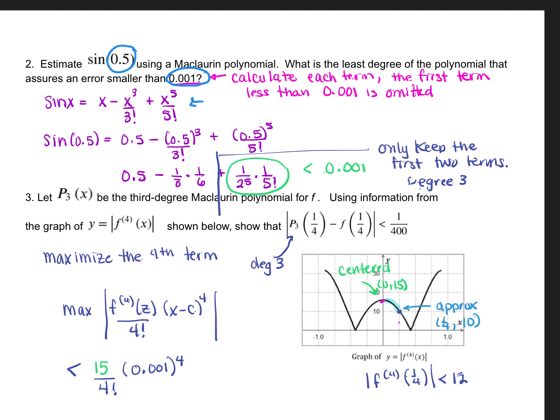But the sine is an alternating Taylor polynomial. See how it alternates? So the error is no more than the first omitted term. So I need to find the first term that's less than that, and then use the polynomial before that.